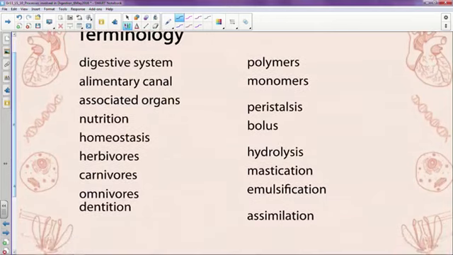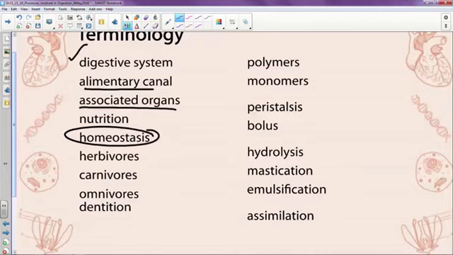Let's look at an overview of some important terms. We have discussed some of these. We're going to look at some of the newest terms that we haven't, or that will relate to the process. So we have looked at the digestive system. The parts that make that up would be the alimentary canal and the associated organs. We need to look at nutrition today in terms of the process in which food has been acquired and it undergoes that process of digestion.